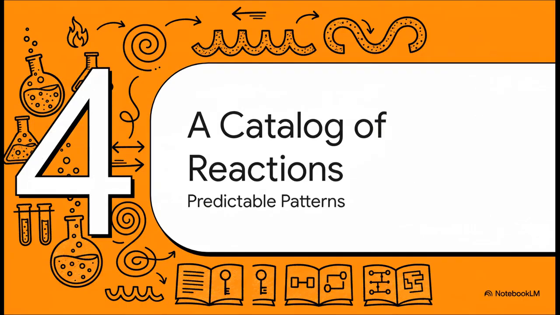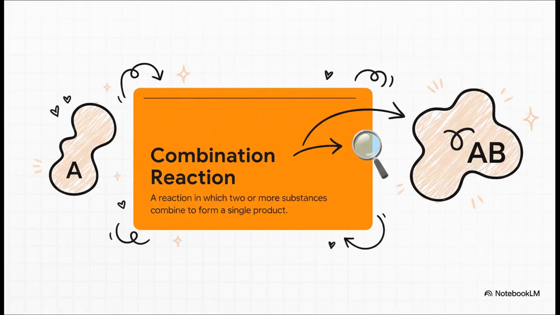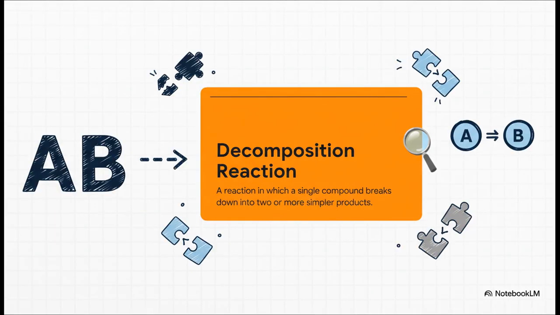Now, once you get these equations balanced, you start to notice something cool. Chemical reactions aren't just random chaos. They actually follow very predictable patterns, almost like different genres of stories, each with its own kind of plot. So first up, you've got the combination reaction. You can think of this as the simple love story of chemistry. Two simple things, let's call them A and B, meet, and they combine to form one more complex thing, AB. Simple as that.